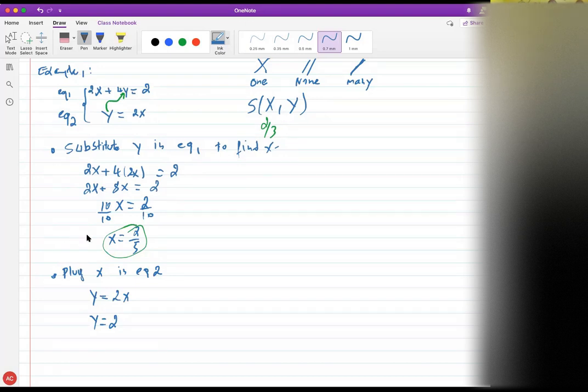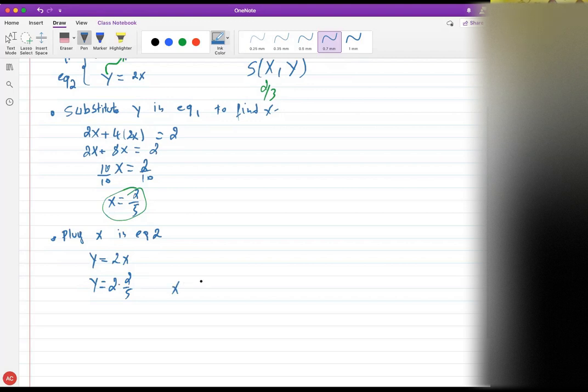Everybody? So 2 times the value of x, which we found. So it's going to be like this. So finally, x would be 4 over 5.